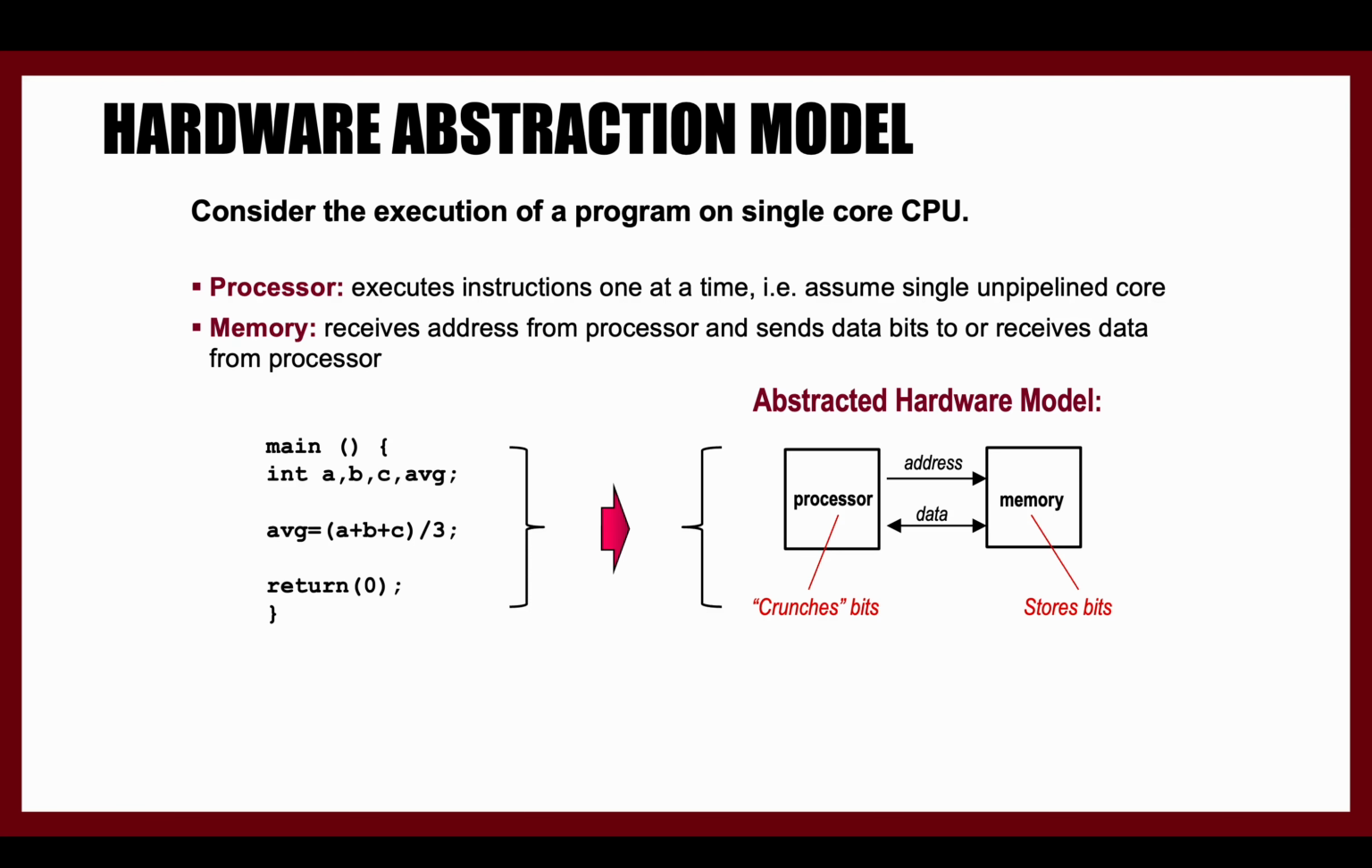This slide discusses the hardware abstraction model. This is a simplified representation of how the computer hardware operates. Processor, the central component that crunches or processes instructions. For this example, we are considering a single core unpipelined CPU. This means it executes one instruction at a time without overlapping different stages of multiple instructions.